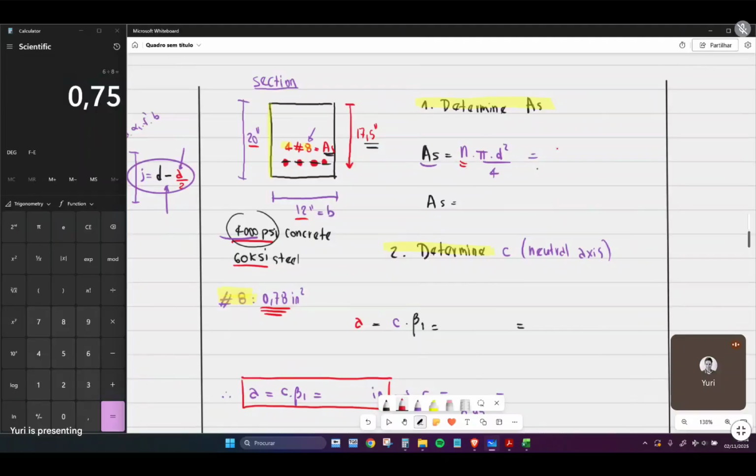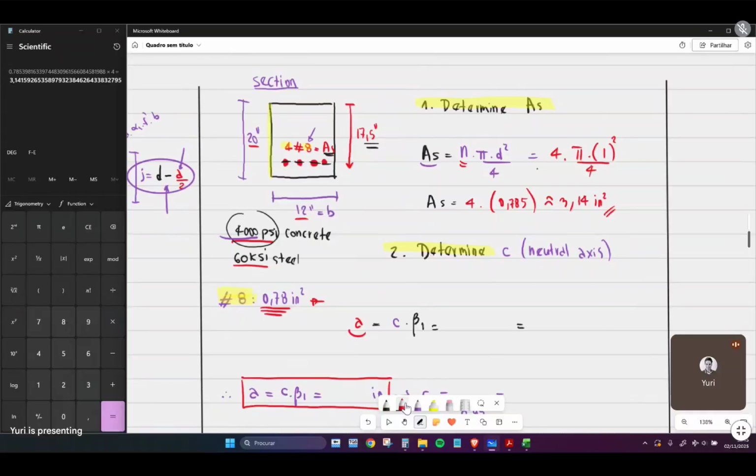So in this case, the number of bars equals 4. The diameter, as we saw, is 1 inch. This is 4 multiplied by pi divided by 4, 0.785, as we saw here from memory. This value times 4 equals around 3.14 square inches. Okay, so now that we know the area, we can determine the position of the neutral line.